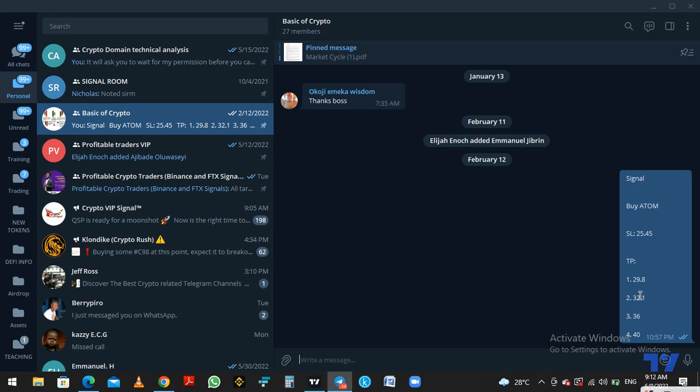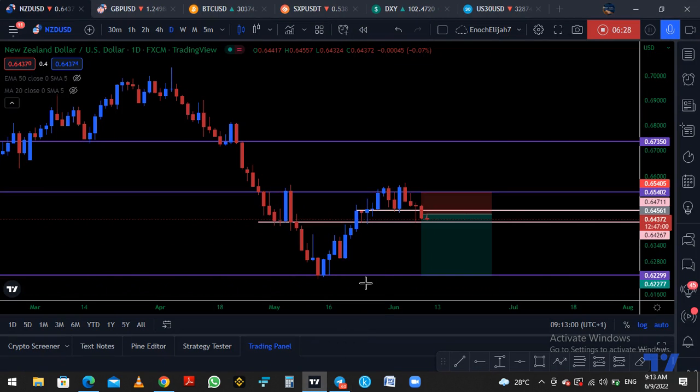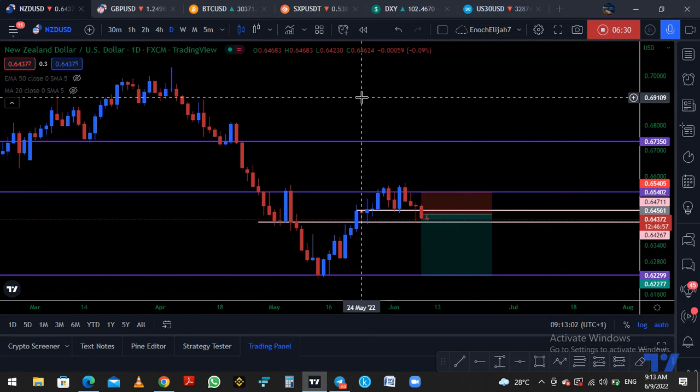Now, I have a style I use in our trading. I said that once a signal hits the first TP, move your stop loss to your entry. That is, once the signal I give you hits the first target, move your stop loss to the entry price.